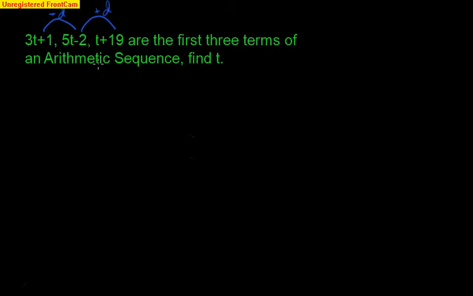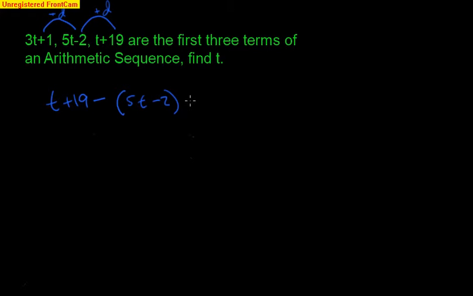And here we go. If I start off with t plus 19 and I take away the term that came before it, I'll get the common difference. So I take away the 5t minus 2. I'm going to put it all in brackets, because it's the whole term I've got to take away. I don't have to just do minus 5t, I have to take away the whole term. That will be the common difference.